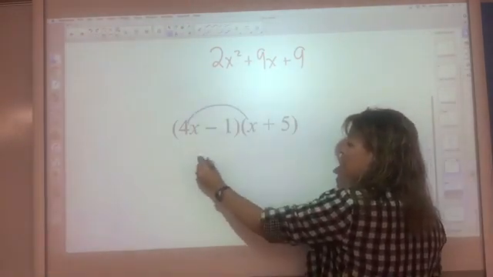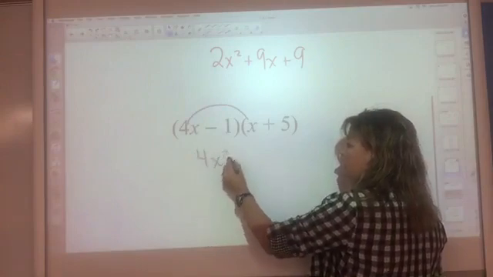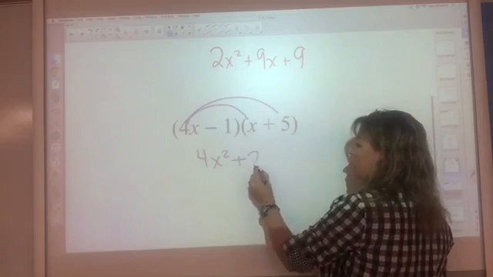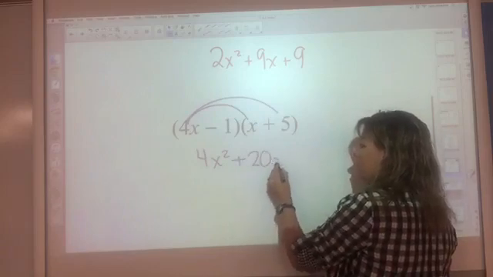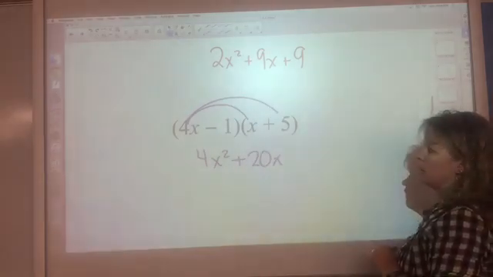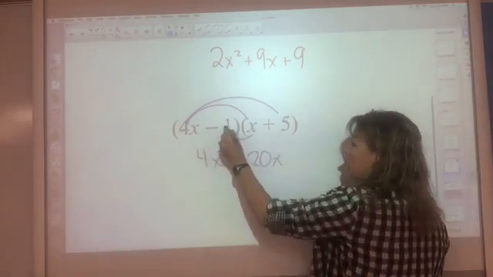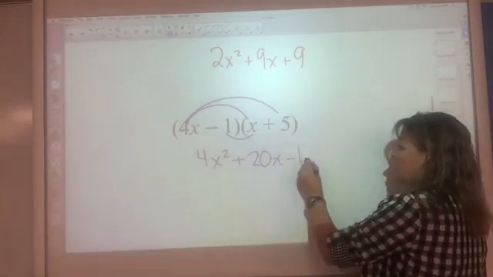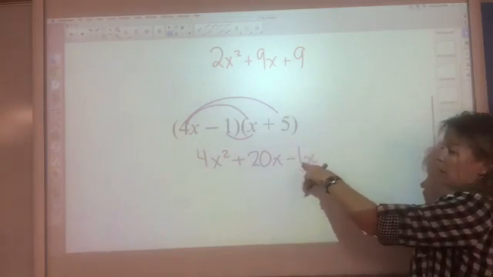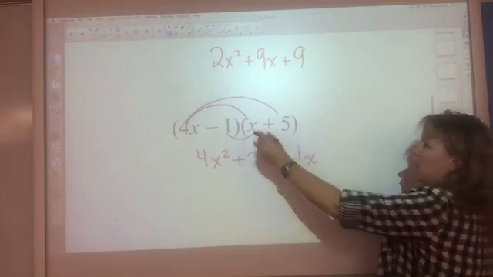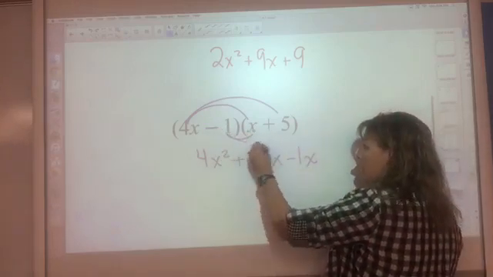4x times x, 4x squared. 4x times 5 is plus 20x. First, outside. Inside, don't forget the negative: negative 1x. Again, if you do put it in your work, I'll allow it as long as it's not in your answer. And use the negative again.